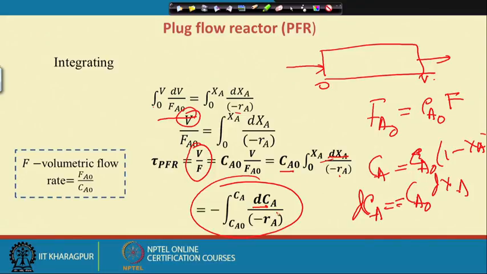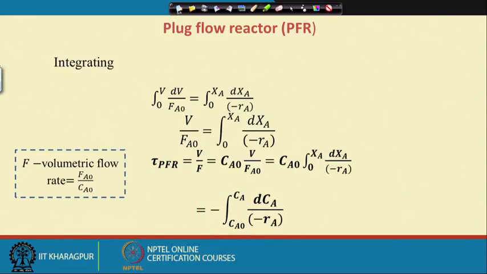So, if we find out the tau of the plug flow reactor, then if we find out the F value, we can find out the volume of the reactor. F is the volumetric flow rate. Now, how can you find out the volumetric flow rate? Let me explain that.